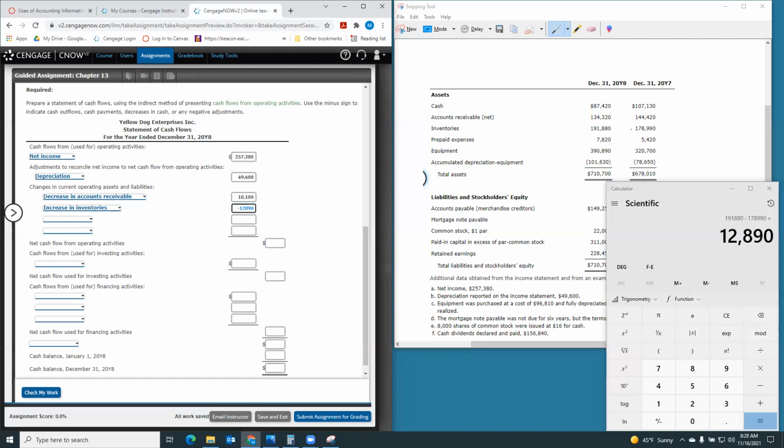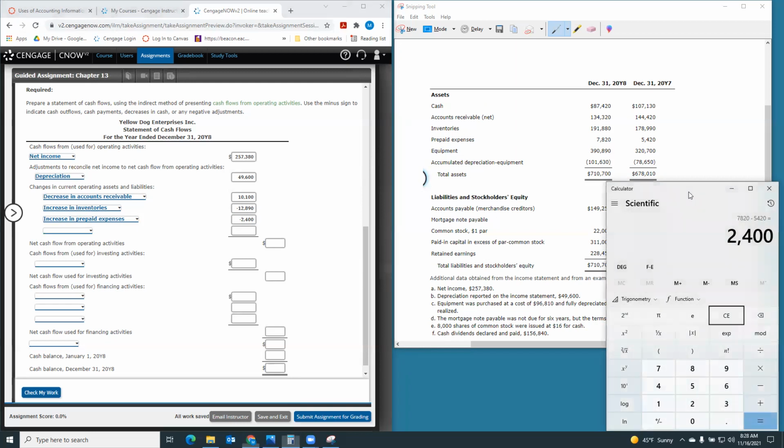Our third one here is prepaid assets. We had an increase in prepaid assets. Sorry, prepaid expenses. Subtract the smaller one from the larger one, so 7,820 minus 5,420. Tell me how much it increased. Increased by 2,400. So an asset increasing means we'll do a decrease in cash. Then once we finish that one, we see we're into equipment, which is not a current asset, but a property, plant, and equipment, or a long-term asset. So we're not going to do an adjustment for that. That will be part of our investing activities.